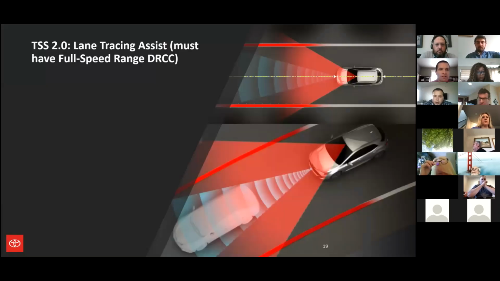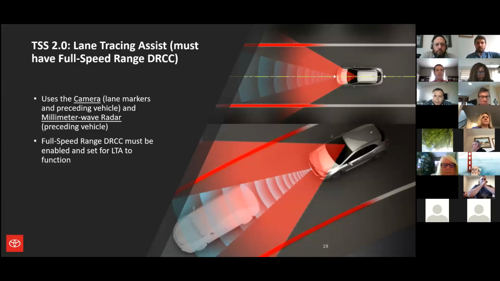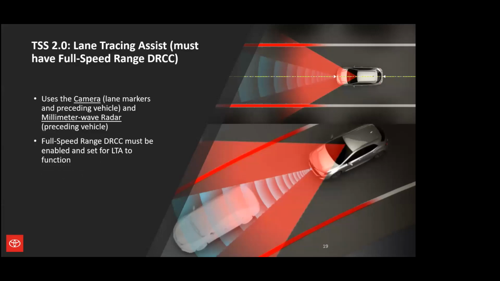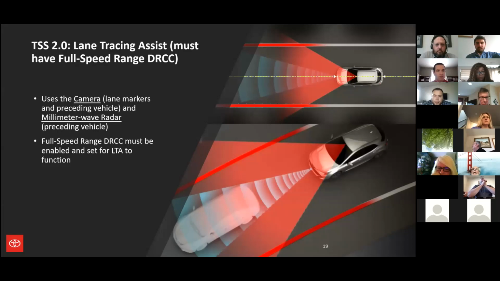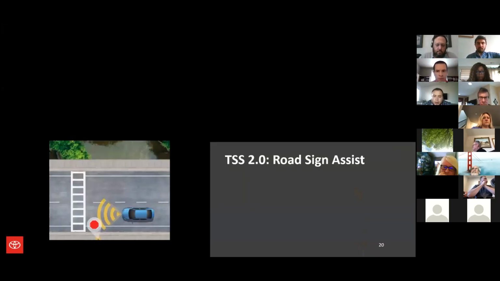So, lane tracing assist. Lane tracing assist uses camera and millimeter wave radar, and lane markers and preceding vehicle. Again, you must have full speed range dynamic radar cruise control. Full speed dynamic radar cruise control must be enabled for lane tracing assist to work.